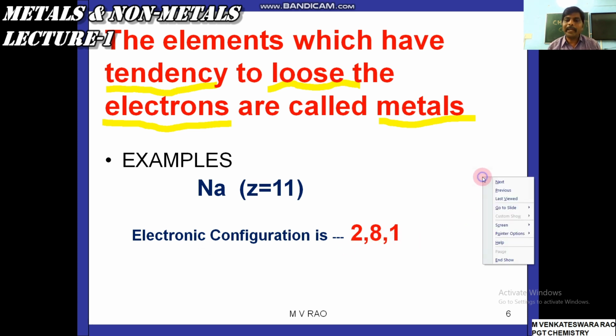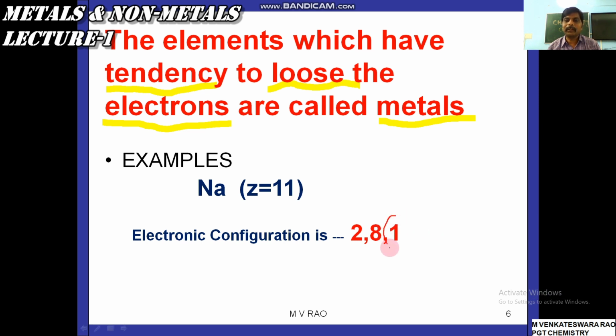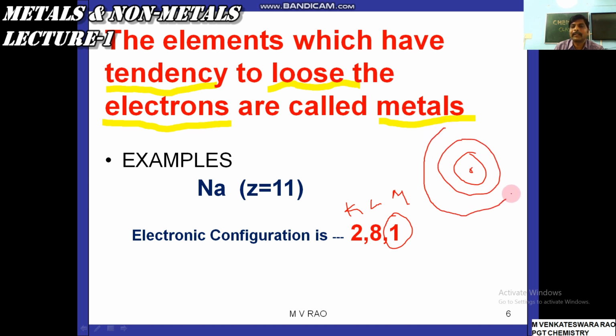2, 8, 1. It is the electronic configuration. So what is 2, 8, 1? That means in K shell, sodium contains 2 electrons. In L shell, 8 electrons, and in M shell, 1 electron. So it is the nucleus, K shell, L shell, and M shell. So it is the electronic arrangement. In K shell 2, in L shell 8, in M shell 1.